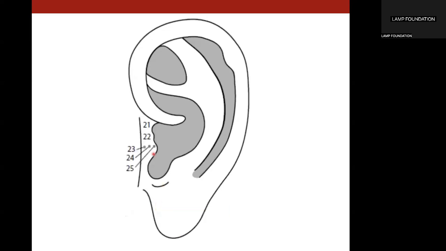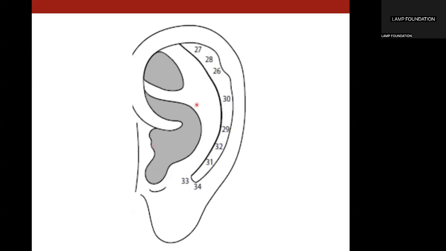Then we have the thirst point, number 21. This is at the center of the superior portion of the tragus. 22 is external nose point, midway between the thirst and hunger points in the center of the tragus. 23 is hunger point. This is our favorite point for those who want to lose weight. Lower lobe of the tragus directly below the external nose point. 24 is internal nose point, midway between hunger and adrenal points on the lower portion of the tragus. 25 is adrenal, lower portion of the tragus close to its lateral border.